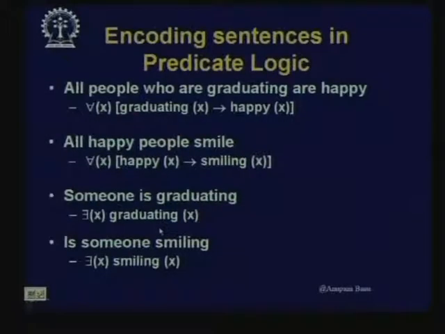Now, we try to encode these sentences into predicate logic using the predicates that I have just stated. All people who are graduating are happy. Now, that can certainly be written as for all X, graduating X implies happy X. That is universal quantification, no problem with that. All happy people smile, that is again universal quantification.